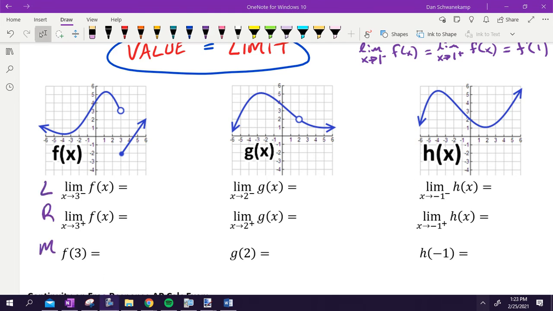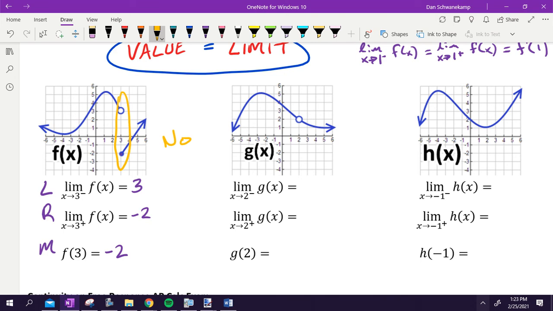Lydia, what did you say the limit was as x approaches 3 from the left? 3. What about the limit as we approach 3 from the right? -2. What about the middle? It is also -2 because that's a closed dot. Is this graph continuous at 3? No, it's definitely not. You can see that pretty clearly here because there's a big old jump in my graph.